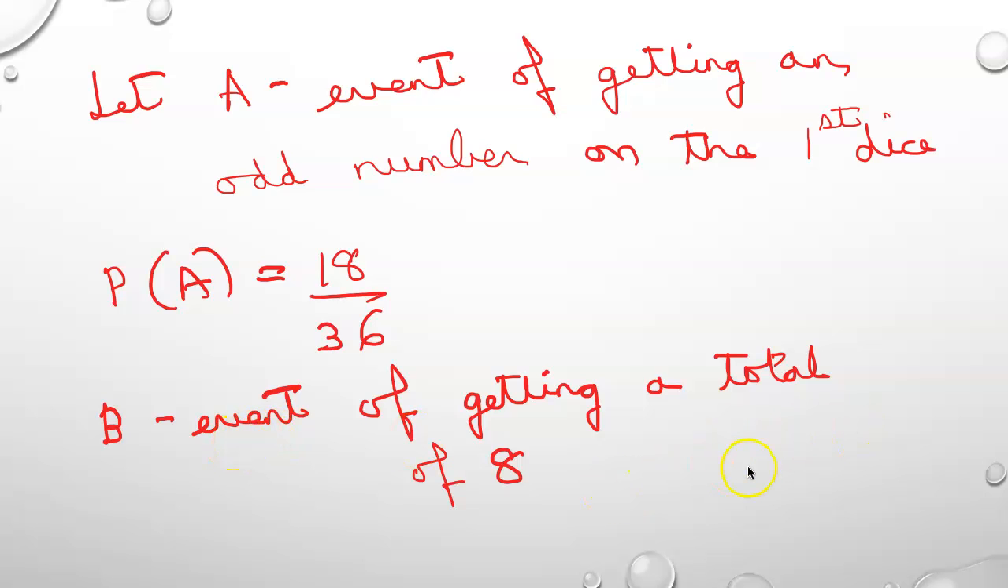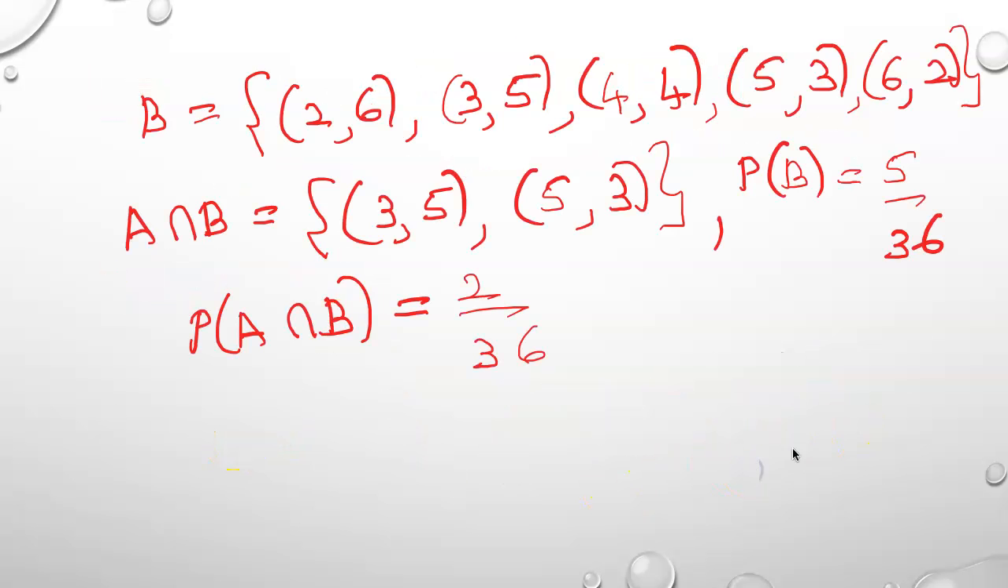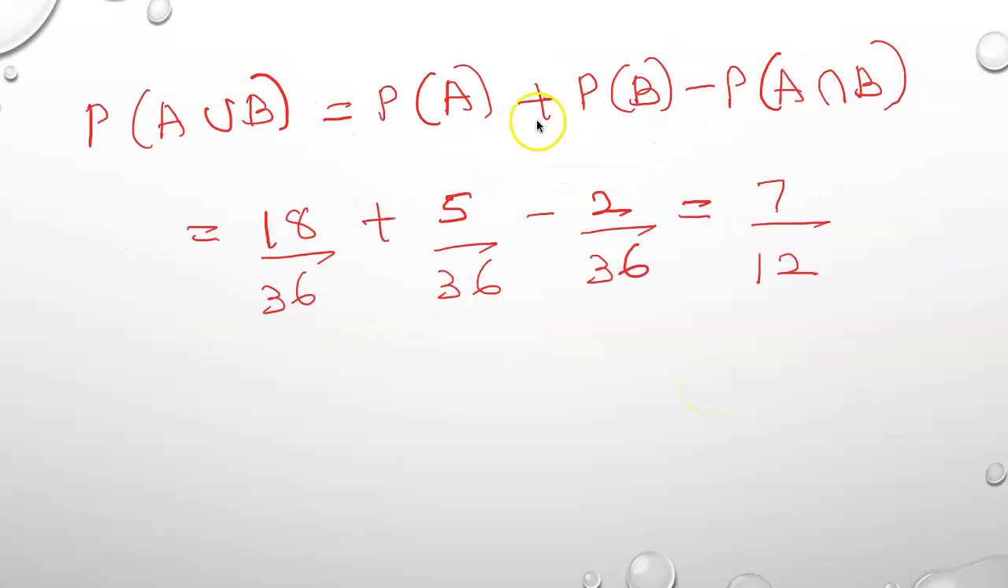So probability of A is 18 by 36. Let B be the event of getting a total of 8. So B will be 2,6; 3,5; 4,4; 5,3 and 6,2. And A intersection B, odd number on the first die and the total of 8, is 3,5 and 5,3. So what is probability of B here? 5 by 36, and probability of A intersection B is 2 by 36. So probability of A union B using the law will be 18 by 36 plus 5 by 36 minus 2 by 36, which is 7 by 12.